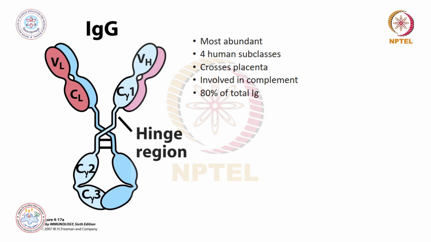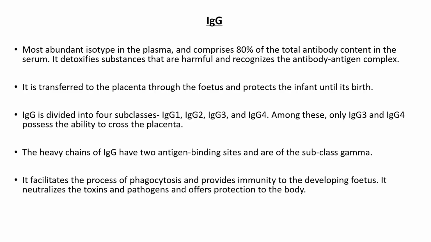The next one is IgG. It is the most abundant antibody. So this is the most abundant isotype in the plasma, and it comprises 80% of the total antibody content in the serum. And it can detoxify harmful substances, and it recognizes the antigen antibody complex. It is transferred across the placenta to the fetus and protects the infant until its birth.